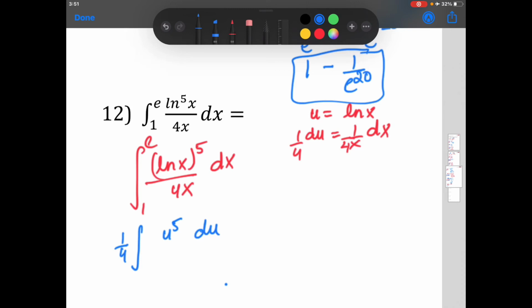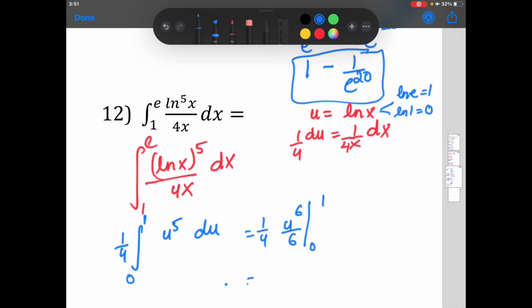Right? So let's do the bounds. So my bounds will be, if I substitute in e, ln of e is 1. And if I substitute in 1, ln of 1 is 0. So my bounds are 0 to 1. They are the right order, so I don't have to switch them. So the integral of u to the 5th is u to the 6th over 6. I'm going to bound it from 0 to 1.